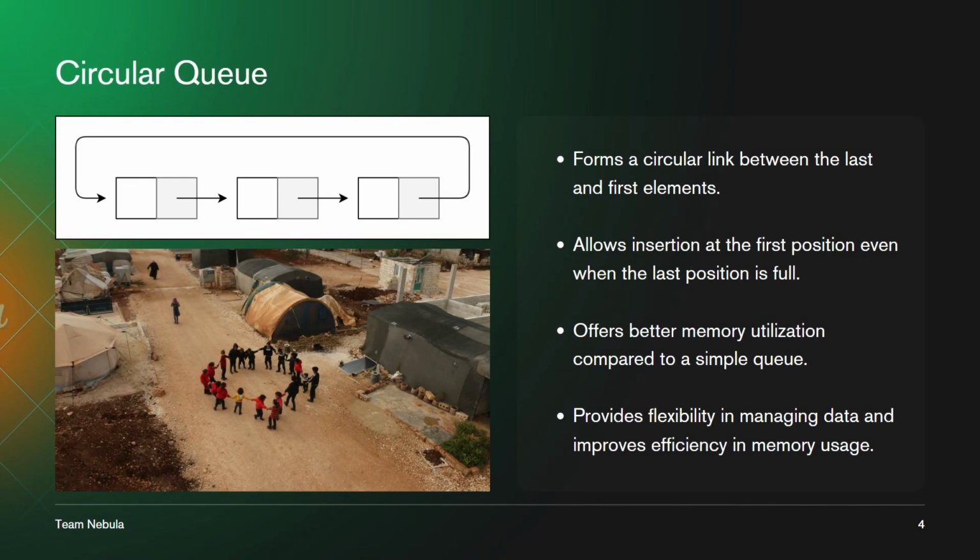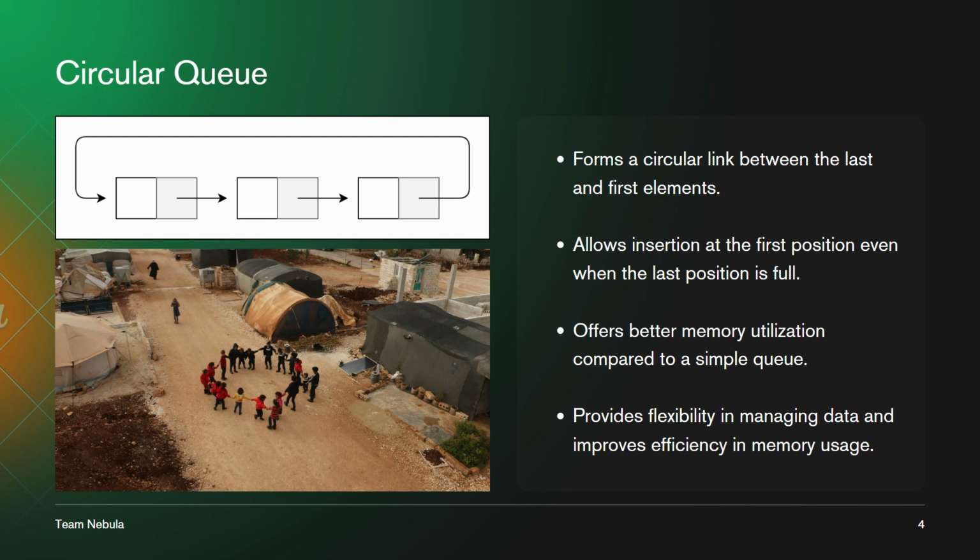And now let's explore the circular queue. In a circular queue, we make a special kind of connection between the last element and the first element, creating a circular link. So this means that after the last element, the next element is the first element, and the cycle continues. Now, one of the main advantages of a circular queue over a simple queue is that it offers better memory utilization. You see, in a simple queue, when the last position is full and the first position is empty, we cannot insert any more elements at the beginning, right?